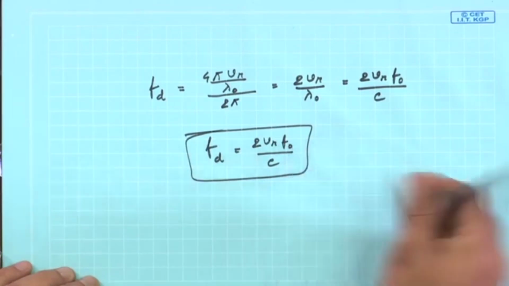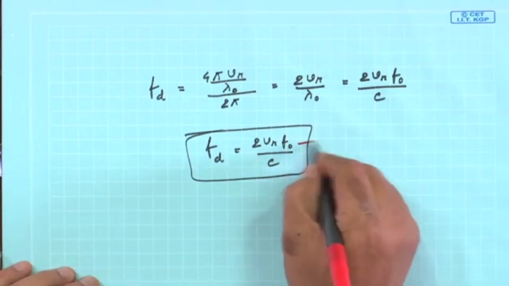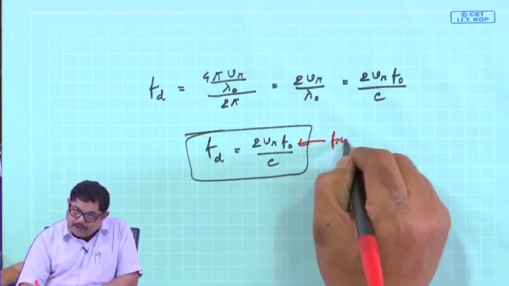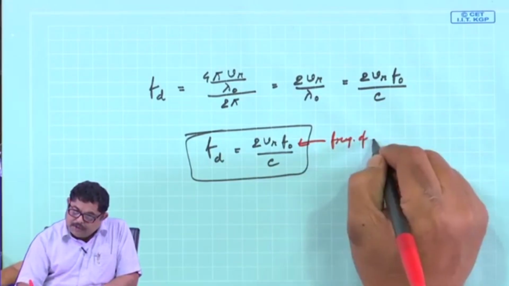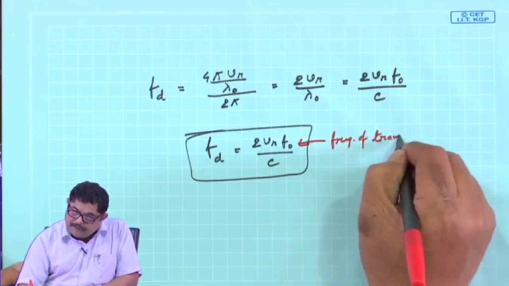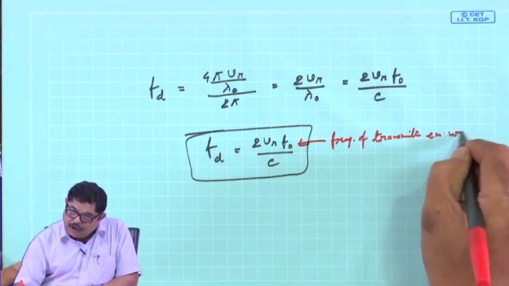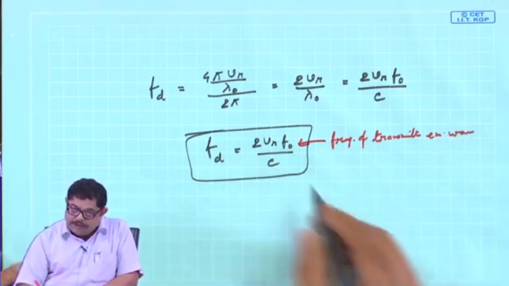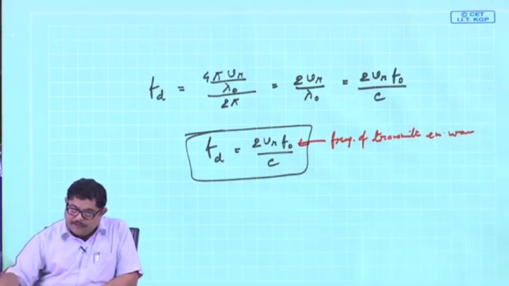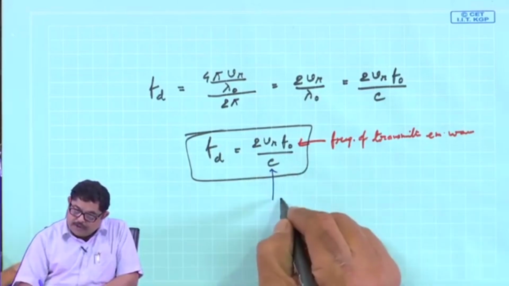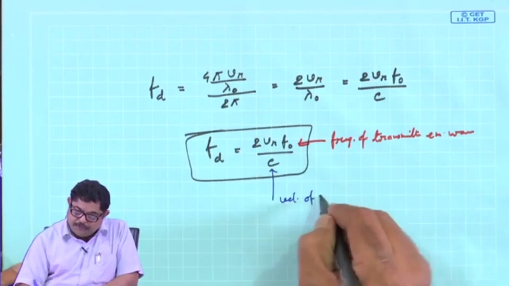That is, the frequency of the transmitted EM wave. What is c? c, you know, is the velocity of light.